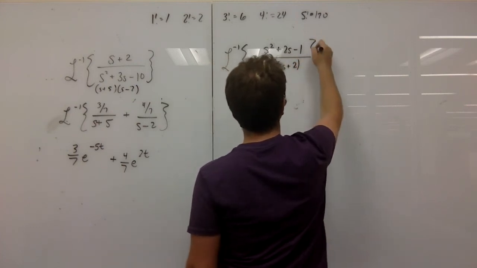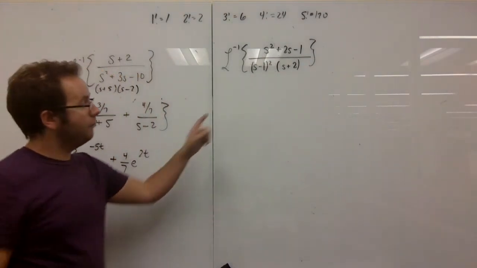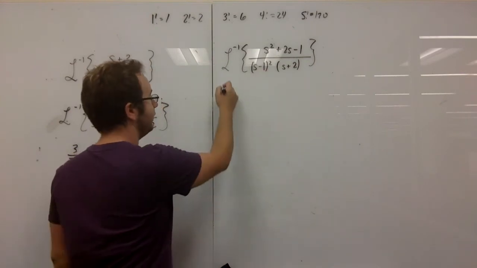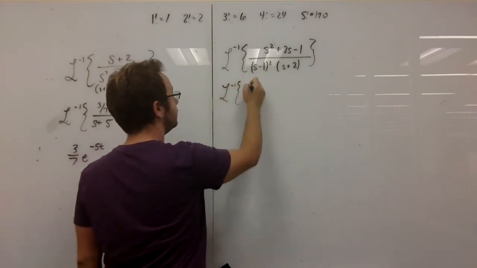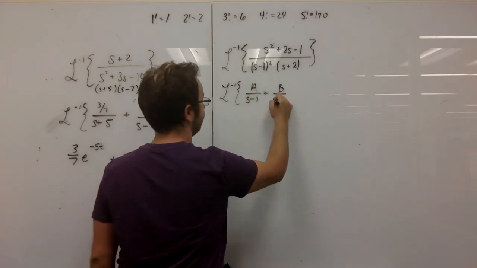All right, this is going to be a pain. So we have a repeated linear factor here. We have s minus 1 squared. With that in mind, this is going to break up into a over s minus 1 plus b over s minus 1 squared.